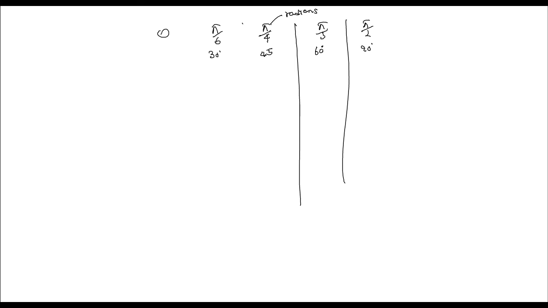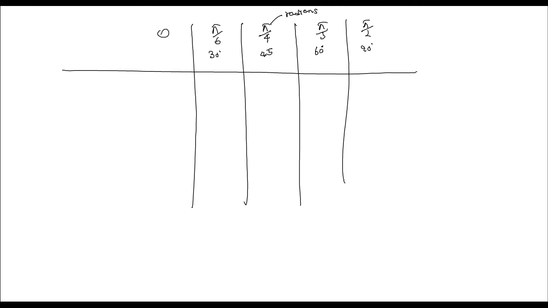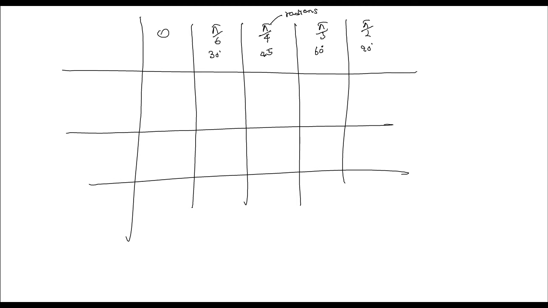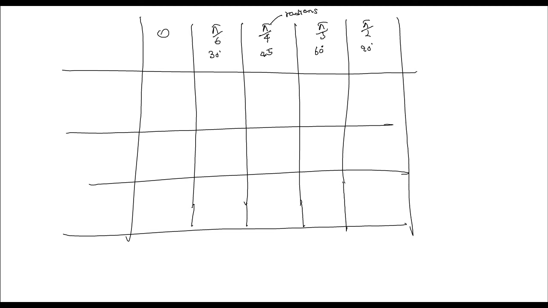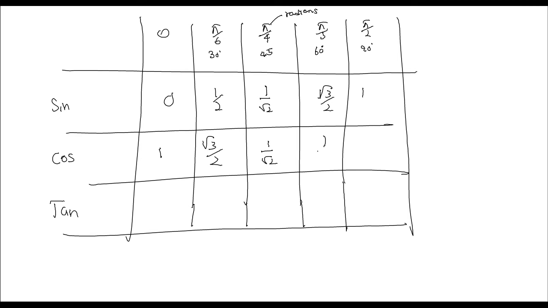Okay, you need to remember the sine, cosine, tan values for each of these angles. This has to be stamped in your head, not on a paper, in your head. So you need to remember these values. Sine 0 would be 0, sine 30 would be half, 1 over root 2, root 3 over 2, 1. And cosine would be the reverse of it. So you need to be fast when you remember this. It only comes if you practice it.